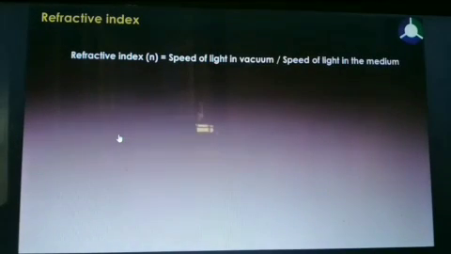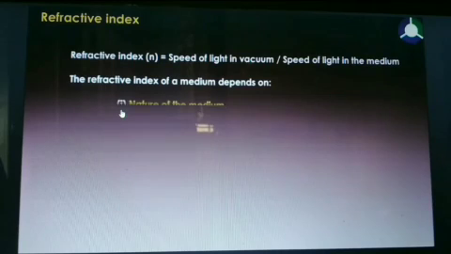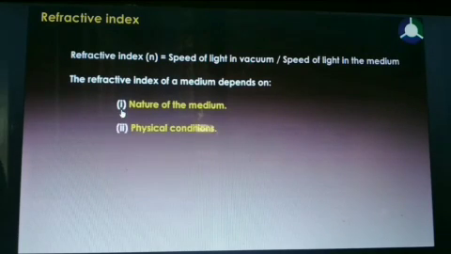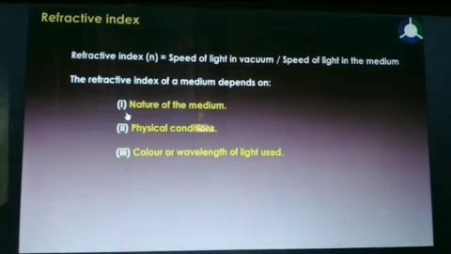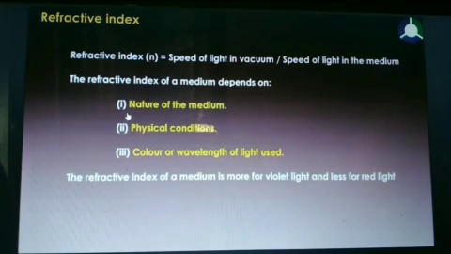Refractive index n equals speed of light in vacuum upon speed of light in the medium. The refractive index of a medium depends on the nature of the medium, physical conditions, and color or wavelength of light used. The refractive index of a medium is more for violet light and less for red light.